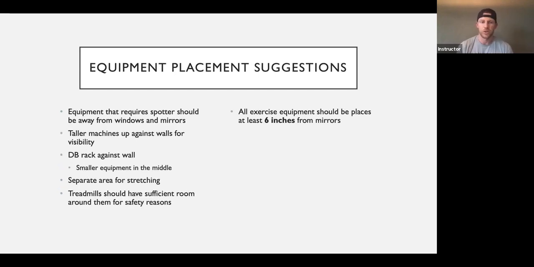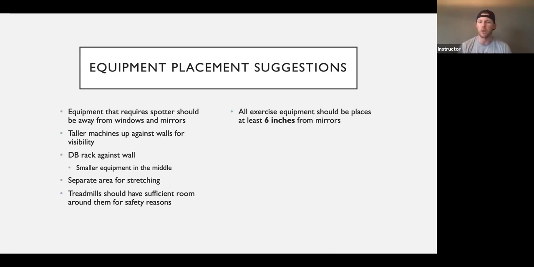Placement suggestions. Okay, so some more of these suggestions as we go through. Equipment that requires a spotter should be away from windows and mirrors. I know that might sound counterintuitive, but if someone requires a spotter and they don't have a spotter, right? Then you have a risk of weights dropping or bouncing or racks getting pushed over. You don't want mirrors getting cracked and windows smashing and things like that.